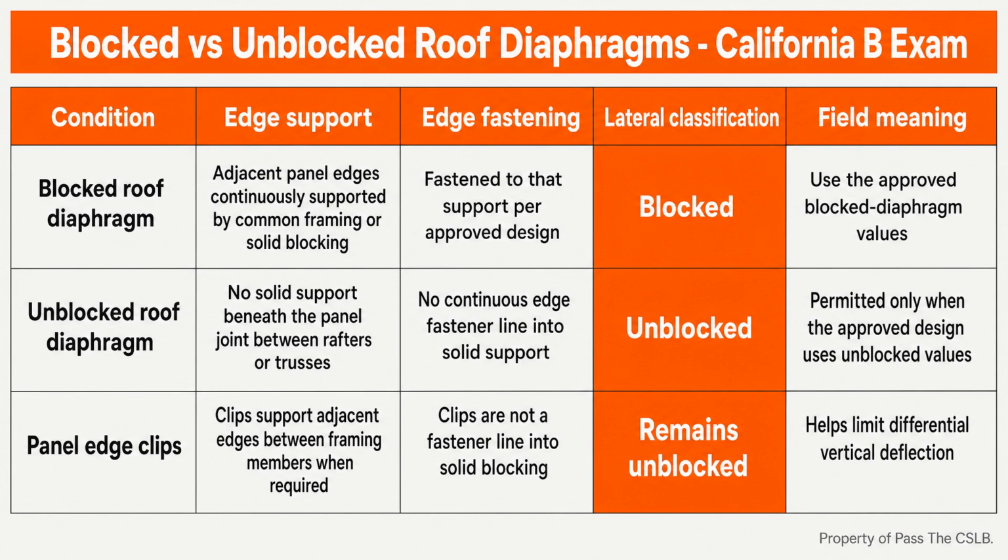That is different from an unblocked shear wall. The source report states that unblocked shear walls are prohibited, while unblocked roof diaphragms may be used when the structural design accounts for their reduced capacity. This is exactly the kind of terminology trap that rewards slow reading. Roof diaphragm and shear wall are not interchangeable phrases.